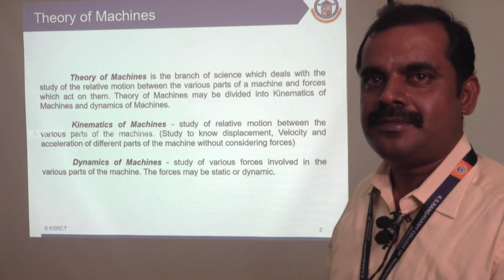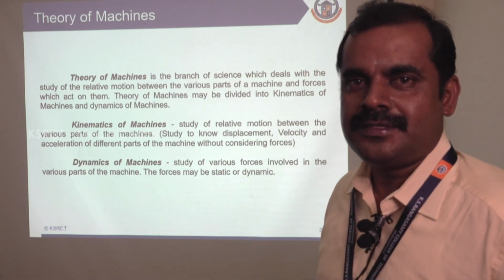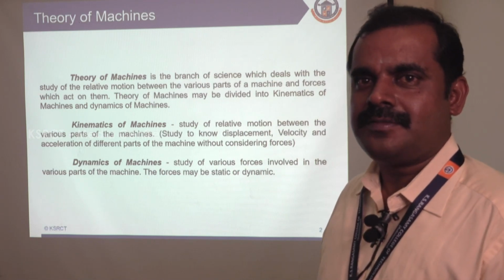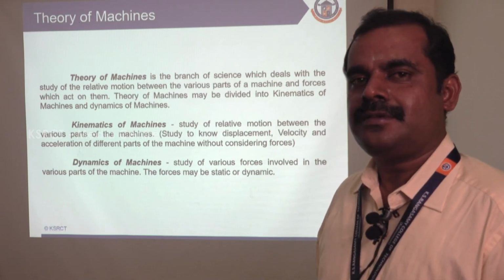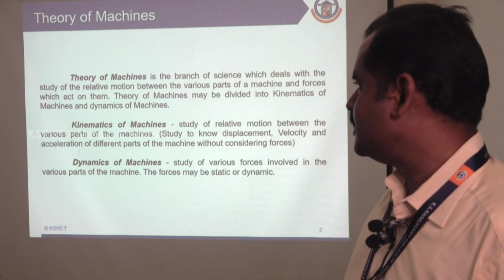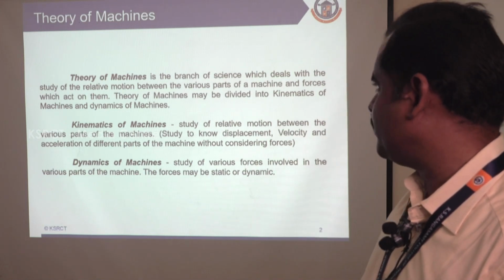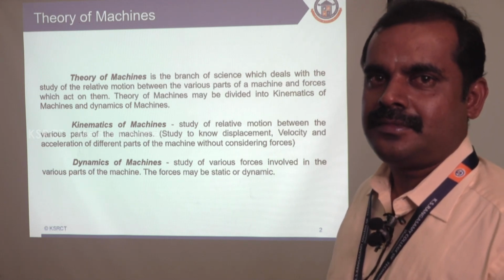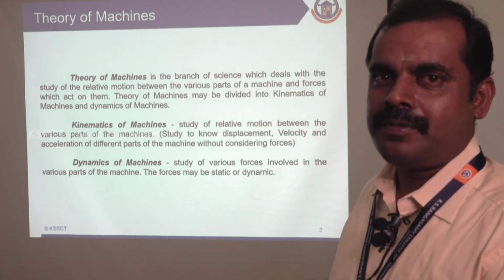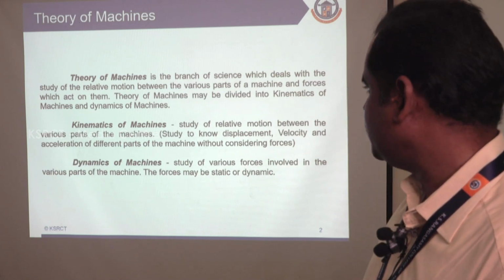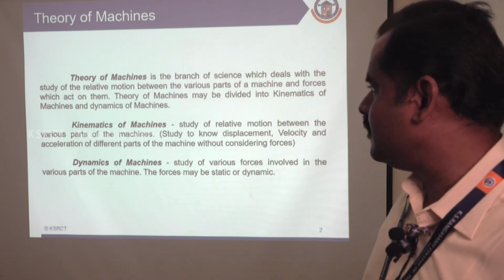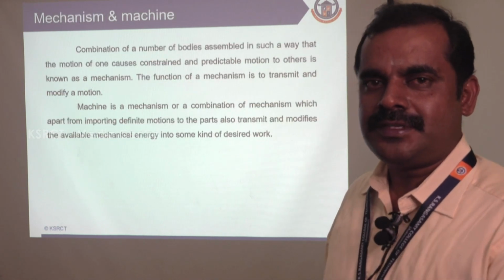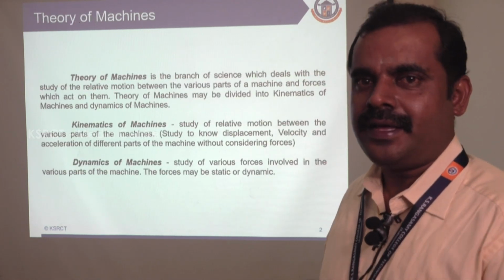The word Kinematics of Machines is from Theory of Machines, where we have two major categories. One is Kinematics of Machines and another one is Dynamics of Machines. The former, Kinematics of Machines, is the study of relative motion between the various parts in a mechanism or a machine. The latter part, Dynamics of Machinery, deals with the various forces involved in the various parts of the machines. So the forces may be static and dynamic.